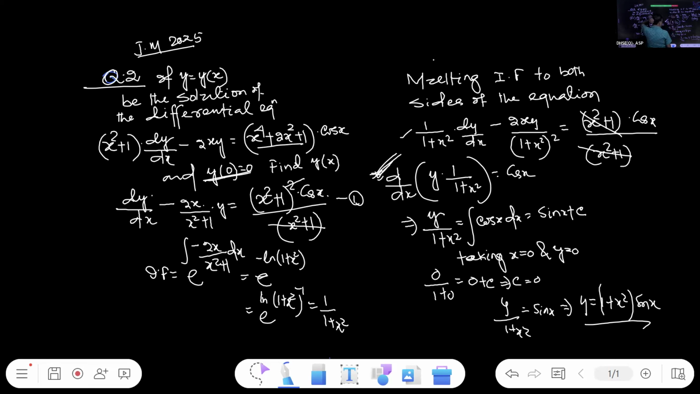Okay. So the integrating factor is 1 upon 1 plus x square. The equation is dy upon dx. So let me solve it again. Okay. Let me solve it again. It will be better.